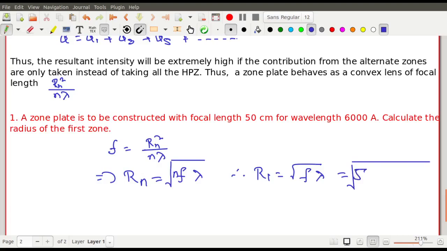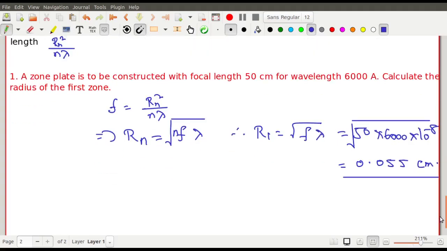So f here is 50 centimeter and the wavelength 6000 angstrom, if I write it in centimeter, should be 10 to the power minus 8. So that is in the centimeter scale. This comes out to be 0.055. Please calculate this one and check, 0.055 centimeter is the radius of this first zone.